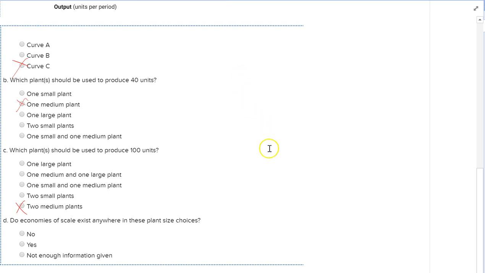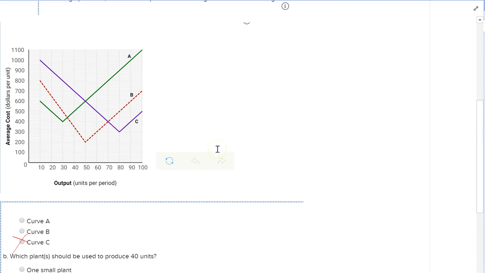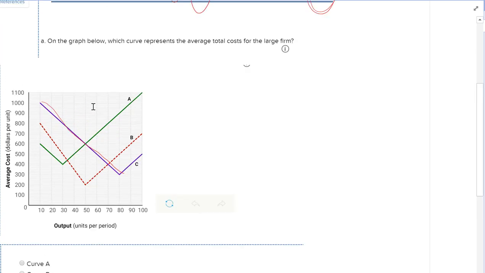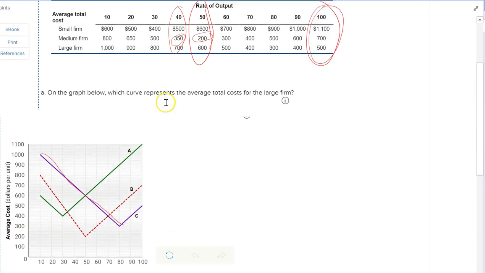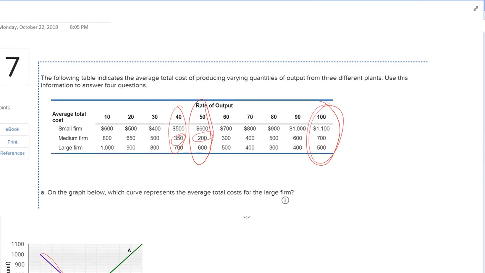And then, do economies of scale exist anywhere in these plant size choices? And the answer is yes. You can see economies of scale in the period of production where average total costs are coming down. So economies of scale can be seen as average total costs in the long run are coming down. So that's a pretty straightforward one.